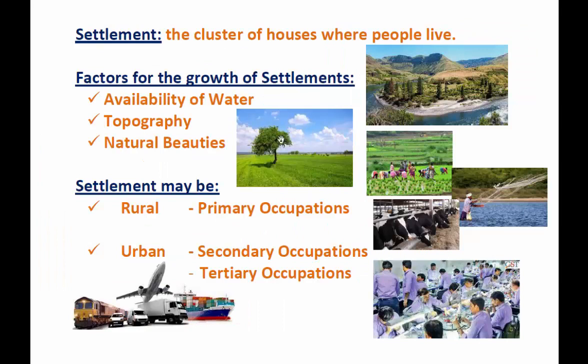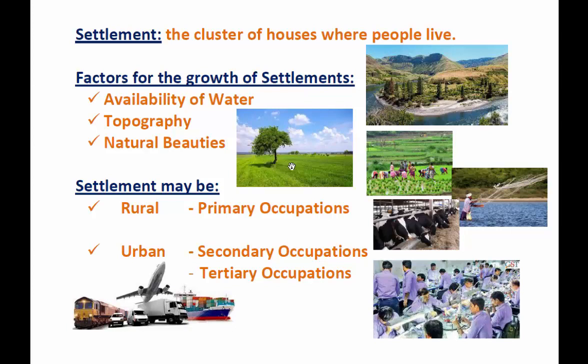So settlement means the cluster of houses where people live. Without houses, without shelter, settlement is not possible. There are three factors that make the growth of settlement. The first one is availability of water, in the form of river, lake, pond and all, or even in the desert oasis. This settlement is possible.